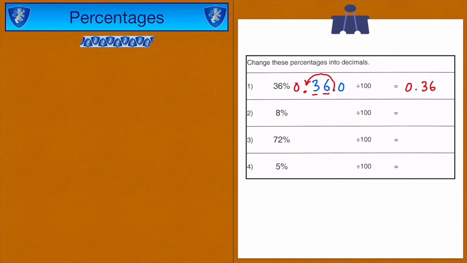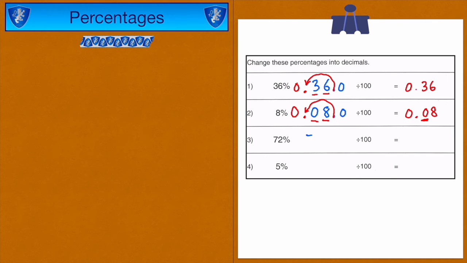So we call that 0.36. Now the next one, we've got 8. Now we put 0.0 on the end, like this. We need to move 2 numbers, but there isn't a number there. So what you have to do is you have to put a 0 in, so you've got 2 numbers. And then your decimal point can come to the front like that. And we can put our 0. So this time we've got 0.08. Now that 0 is very important because it's a placeholder. So that's not 80%, it's 8%.